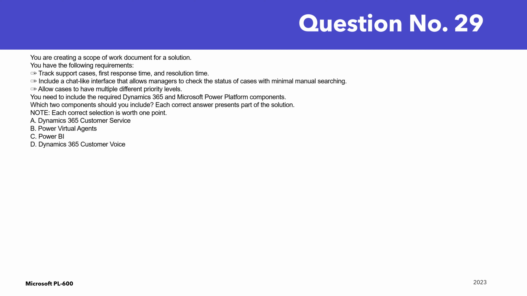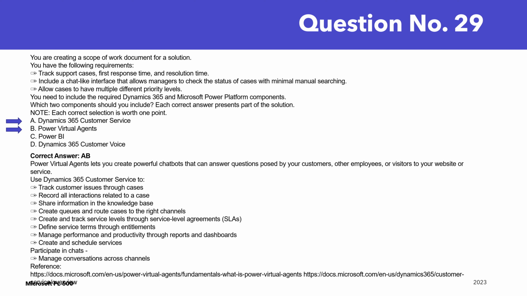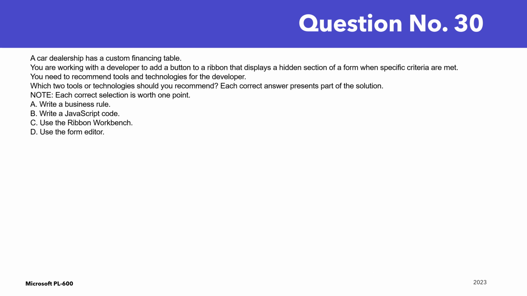You need to include the required Dynamics 365 and Microsoft Power Platform components. Which two components should you include? Each correct answer presents part of the solution. Note: each correct selection is worth 1 point. A. Dynamics 365 Customer Service. B. Power Virtual Agents. C. Power BI. D. Dynamics 365 Customer Voice. Correct answer: A, B.